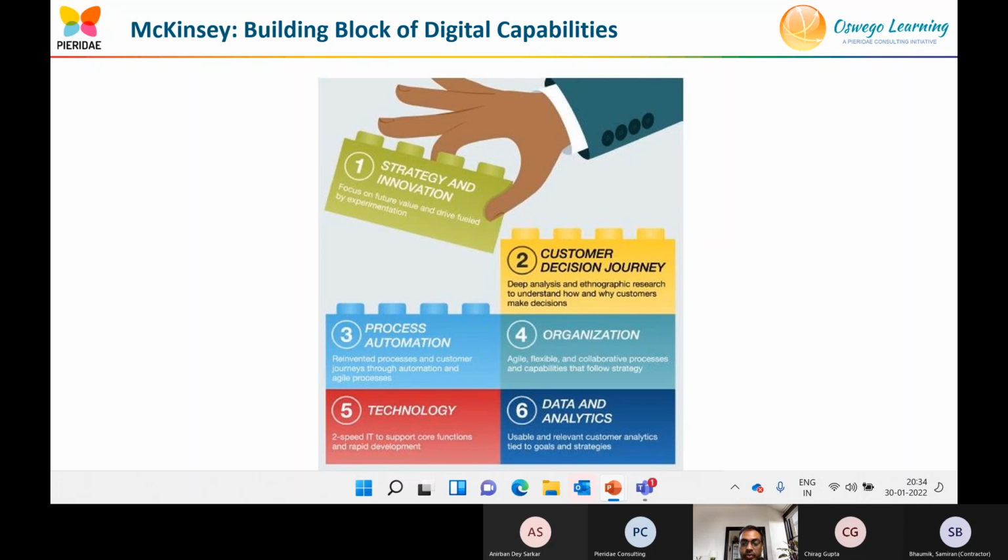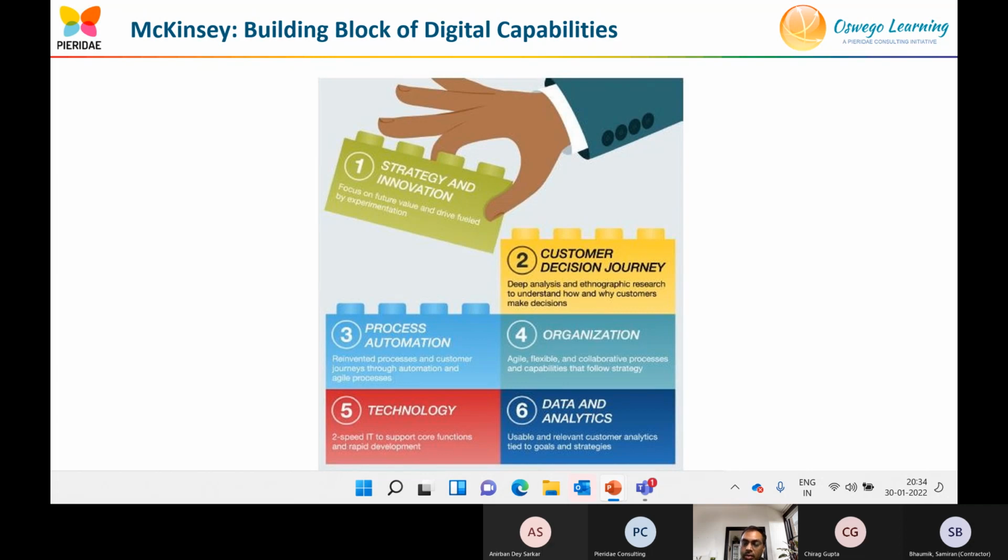That's a huge mammoth work. You need to revamp your entire organization. You need to be agile, flexible. You need to collaborate with various departments and all. Data is the new blood. So data and analytics you need to use. Technology, we have spoken about all digital technologies and process automation, all internal process automation. So these are the building blocks which McKinsey has talked about.